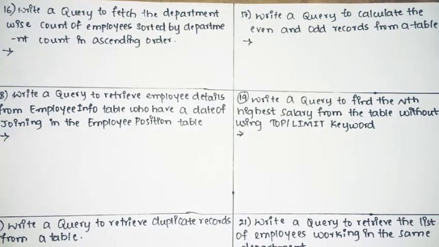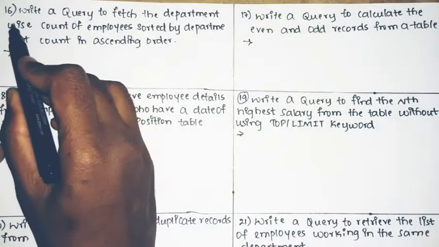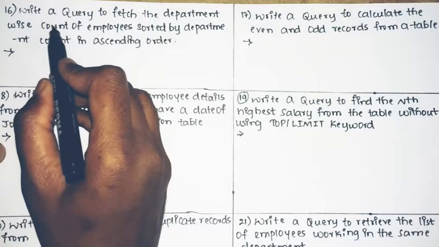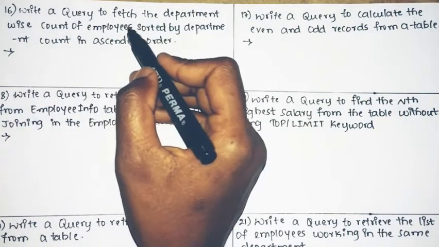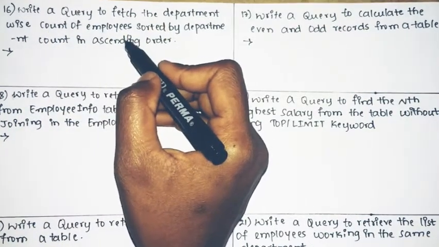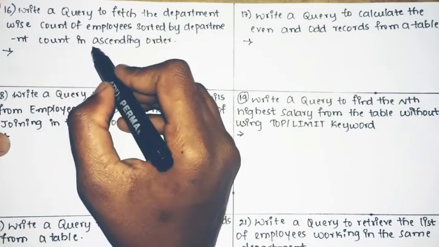So in this video we shall solve the next set of SQL queries that will be asked in the interview. So we shall see the important interview questions on the SQL queries. So quickly we shall see the 16th question. Write a query to fetch the department wise count of employees which are sorted by department count in ascending order.